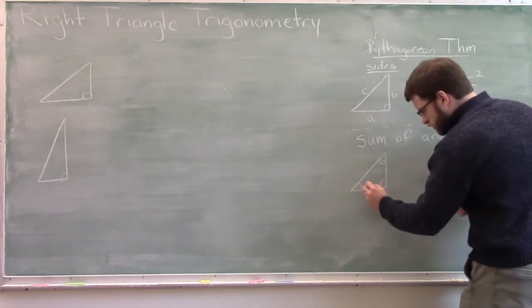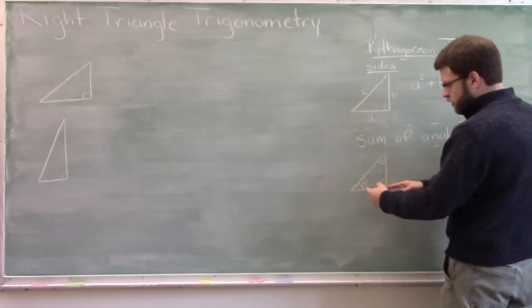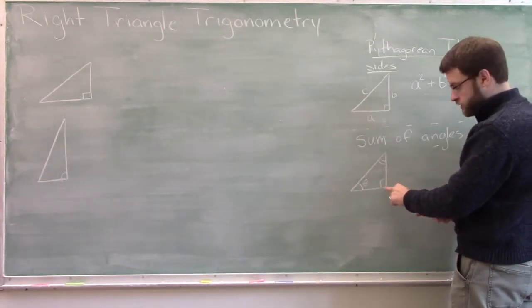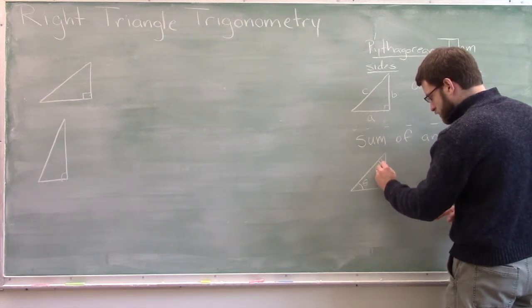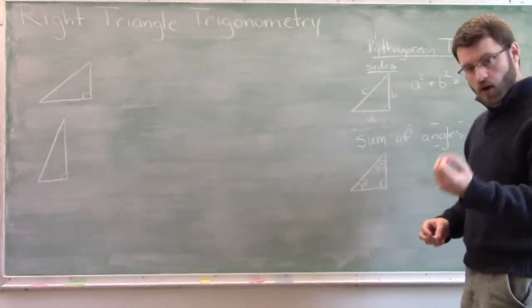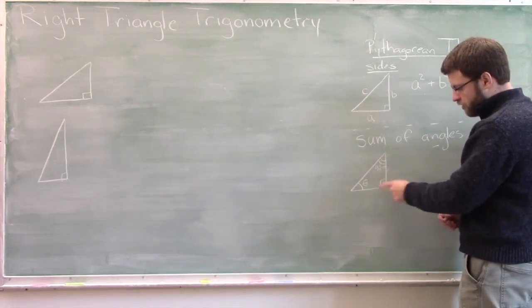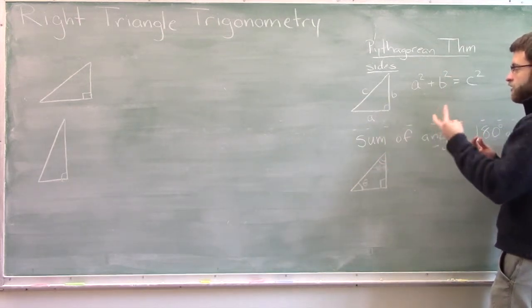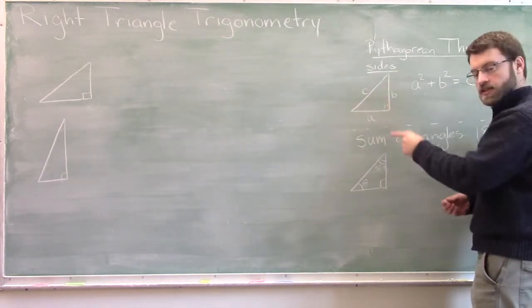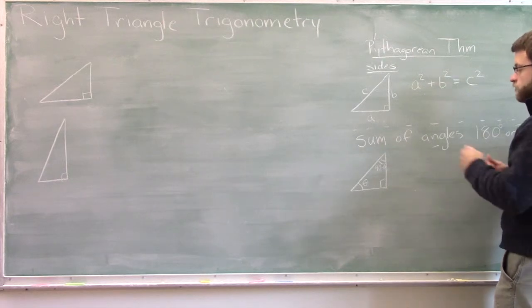So let's say we name the angles here. Let's call one of them theta. If I call one of them theta, we have the right angle, which is 90 degrees, and the other angle must be 90 minus theta. So we can get the angles in terms of one unknown. If we know one of the angles that's not a right angle, we can determine the other angle using the sum of angles. Just like with the Pythagorean theorem, if we know any two of the side lengths, we can deduce the third side length using the Pythagorean theorem.